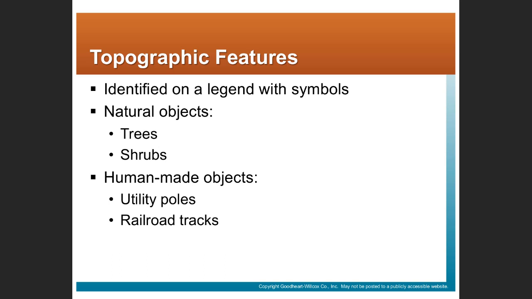On a plot plan or a site plan, we can also show natural objects such as trees, shrubs. We can show other human-made objects, utility poles, railroad tracks, streets, etc., etc.